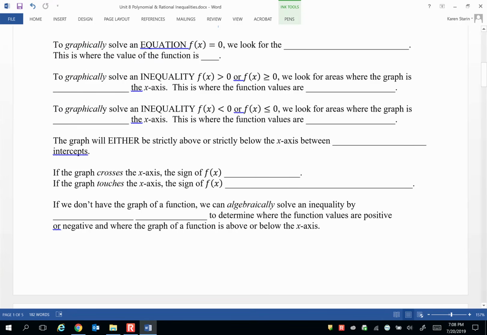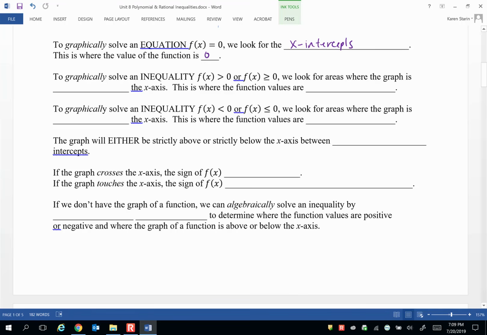To summarize what we saw in the last video, we want to graphically solve an equation f of x equals 0. We just simply look for the x-intercepts. This is where the value of the function is 0.